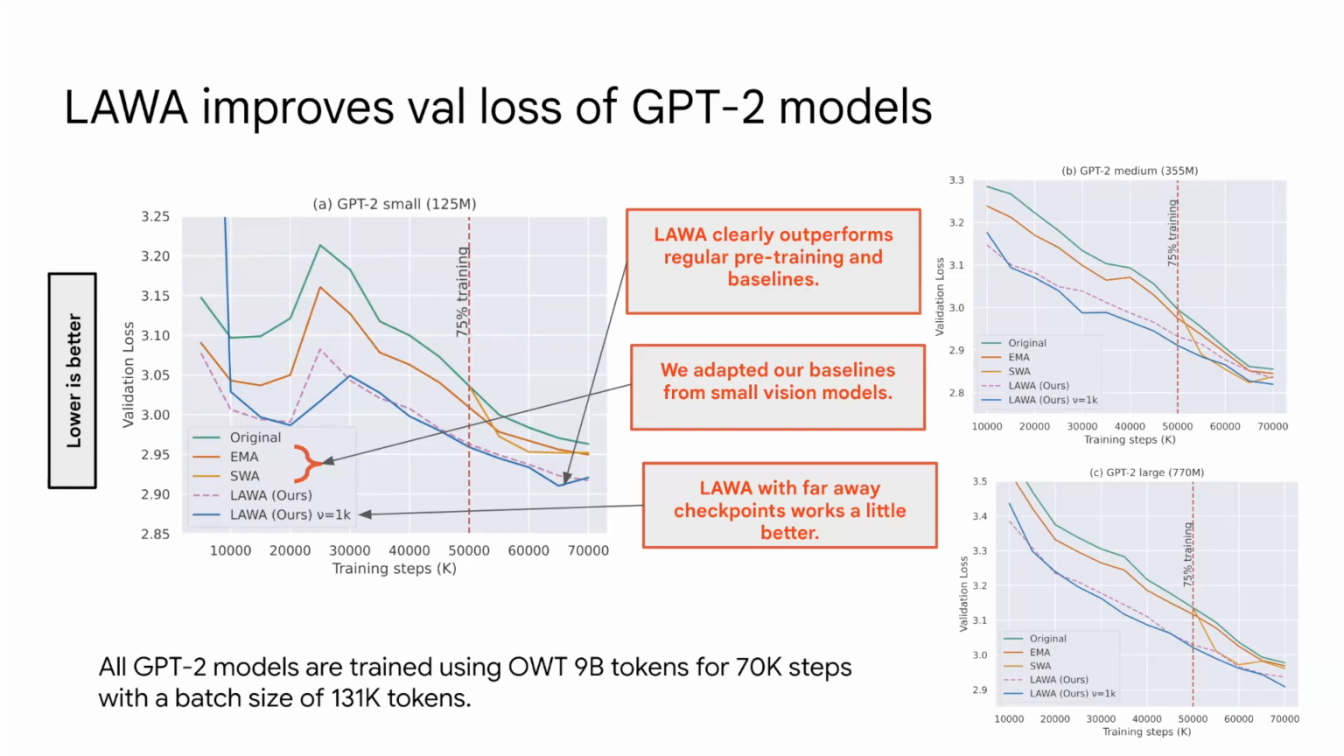So as you could see, there is LAWA, and then LAWA which is a little bit far away averaged, where mu is 1K. As you can see, if you use LAWA with higher learning rates, you get better val loss. Lower is better here, so you gain much more generalization. Your convergence is faster, and it clearly outperforms the regular pre-training and the baselines, which are EMA and SWA.